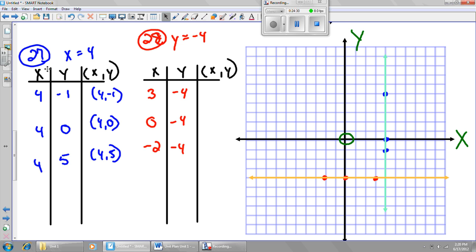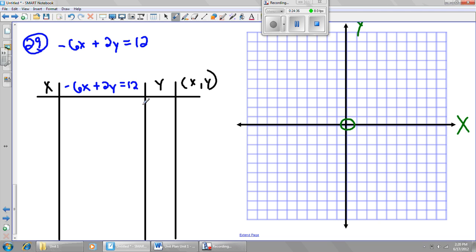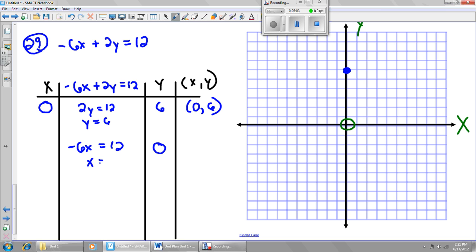All right. On this one, this is a great one. I'm going to choose 0 for x, which makes my equation 2y equals 12, and therefore y equals 6. So I know (0, 6) is on the graph. 1, 2, 3, 4, 5, 6. All right, and then I'm going to choose 0 for y, which makes that term equal to 0. So I'll get negative 6x equals 12. Dividing by negative 6, x will equal negative 2. So (negative 2, 0) is on the graph.